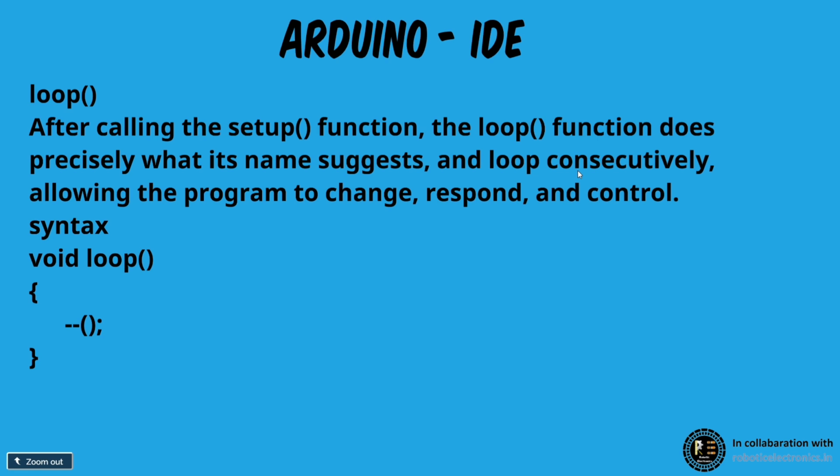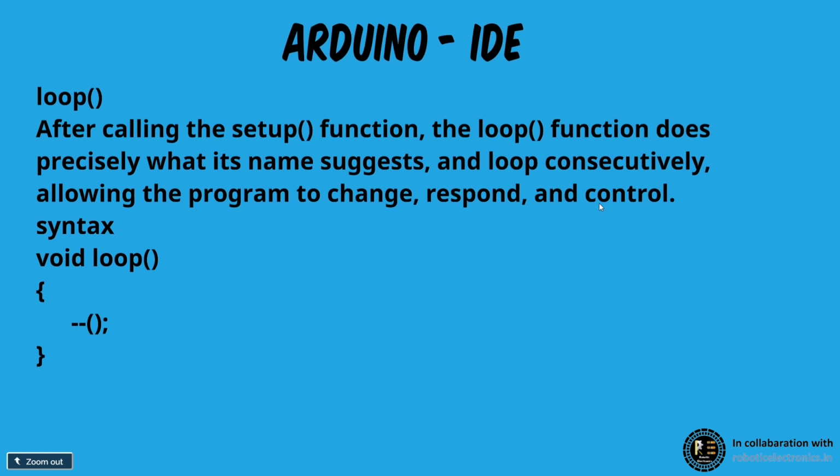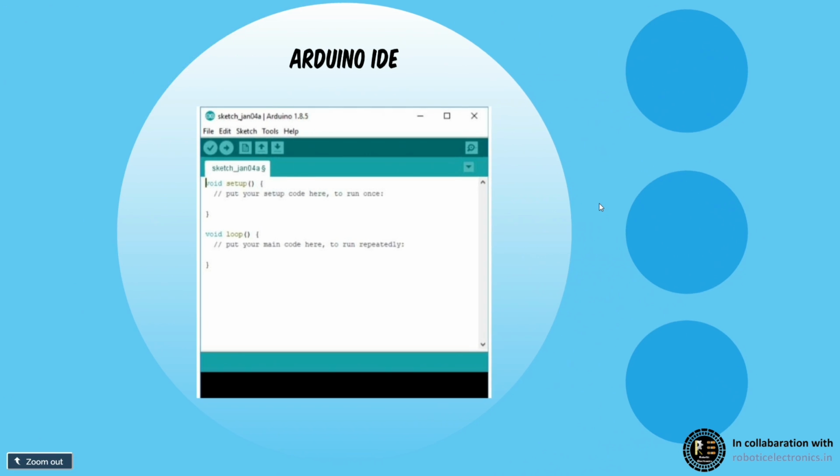The loop function will run continuously from the start until it reaches the end, and again starts from the start and reaches the end, allowing the program to change. Since it is running consecutively, the program will respond and control the associated pins of the microcontroller. This is all about the loop function, which is a basic function in this software.